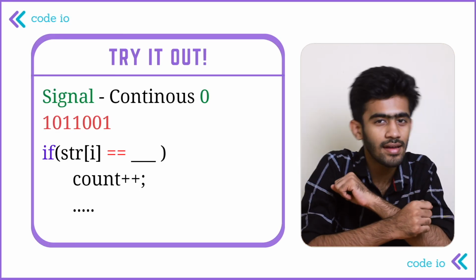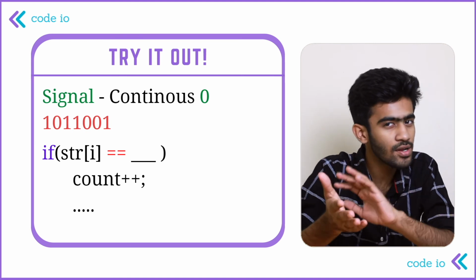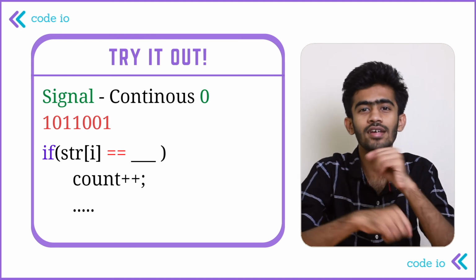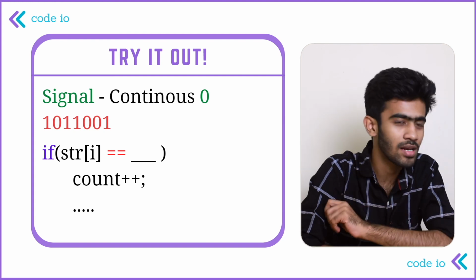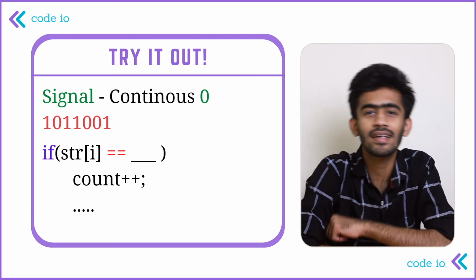And now we are at the try-out session of this question. So if the maximum signal is represented by continuous zeros and not continuous ones, what is the output that we would get for this sample input 1011001? Let me know your answers in the comment section below.